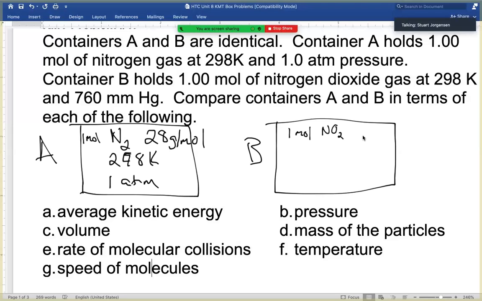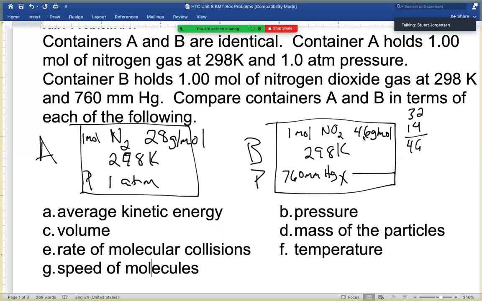Nitrogen dioxide, NO2. We go to the periodic table. Oxygen's 16, so 16 plus 16 is 32, plus another 14 for a total of 46 grams per mole for our nitrogen dioxide. It is at 298 Kelvin and 760 millimeters of mercury. Oh, the pressures are different. Here we had a pressure of 1 atmosphere. Here we've got a pressure of 760. But you know that there are exactly 760 millimeters of mercury for every 1 atmosphere. The 760s cancel. This is 1 atmosphere as well. They tried to trick us, but we didn't let them do it.